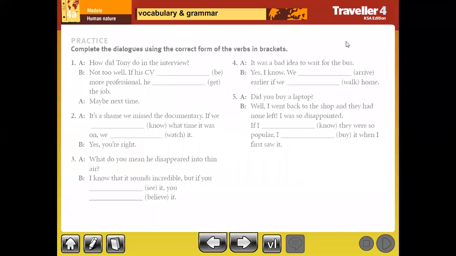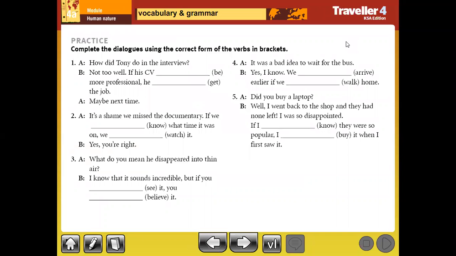So let's try to discuss this exercise and try to get the answers. How did Tony do in the interview? Not too well. If his CV more professional, he the job. We want somebody to try to answer this question in the chat area. Who will participate with us? Number one, how did Tony do in the interview?